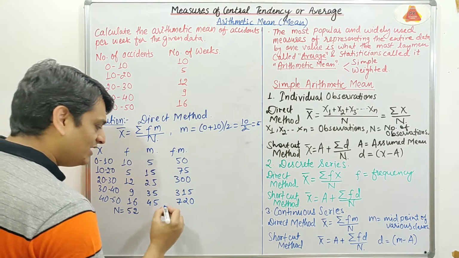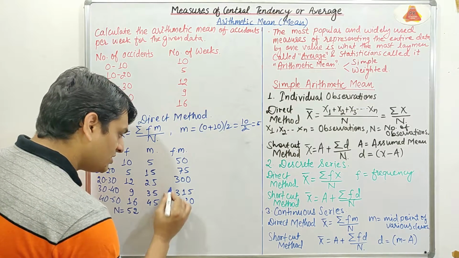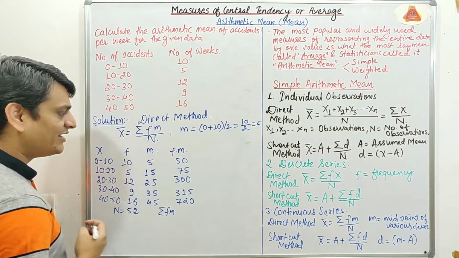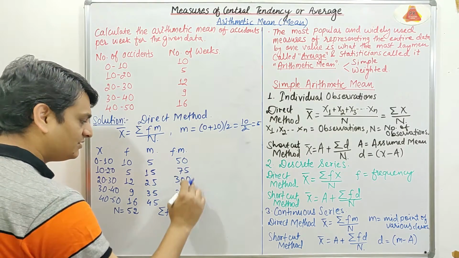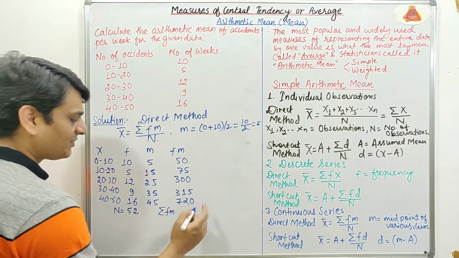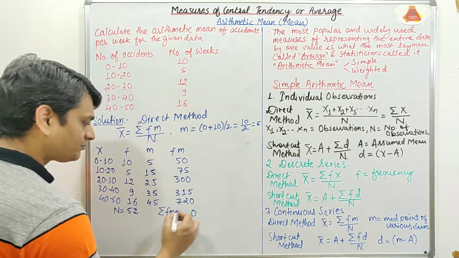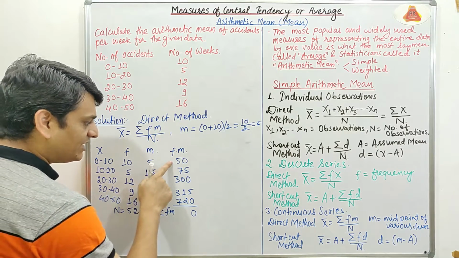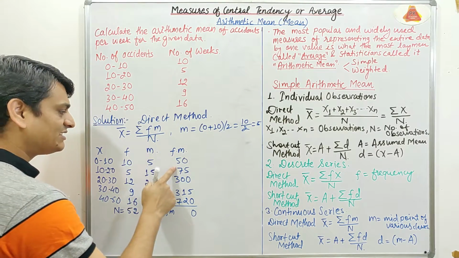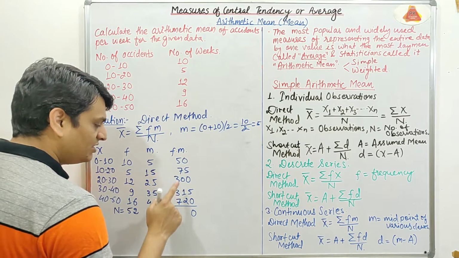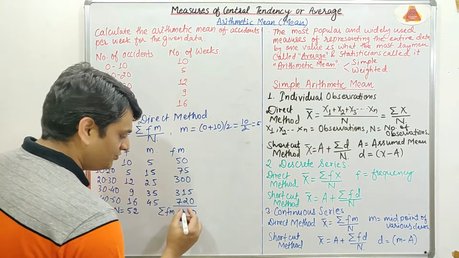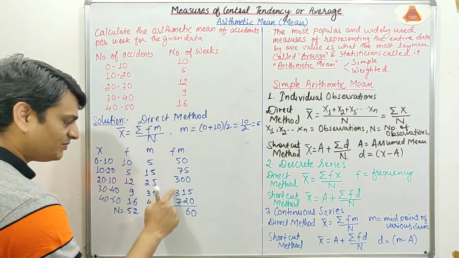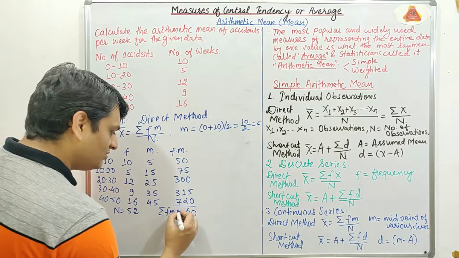Now here we will calculate summation fm. So summation fm is equal to the sum of all these values. So 0 plus 5, 5, 5 plus 5, 10. So here it will be 0, and 1 will be the carry forward. So 5 plus 1 is equal to 6, 6 plus 7 is equal to 13, 13 plus 1 is equal to 14, 14 plus 2 is equal to 16. Now 1 plus 3 is equal to 4 plus 3 is equal to 7, 7 plus 7 is equal to 14.